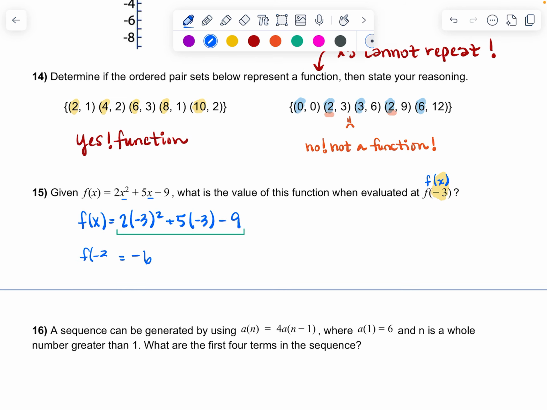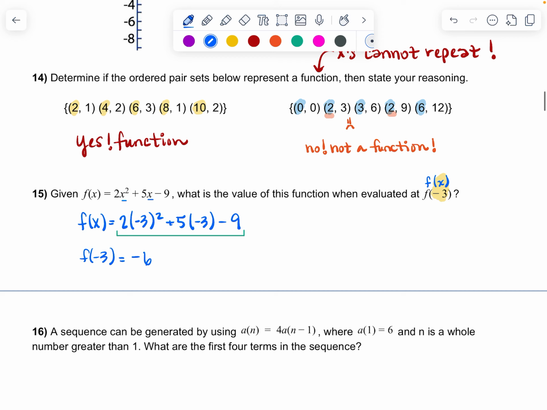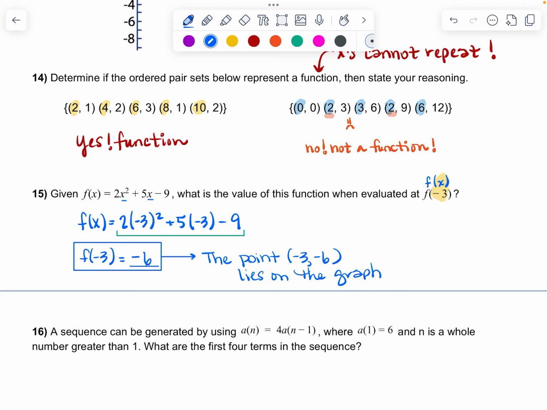And that's my answer. I'm just going to write f of -3, which just means go to the f function and plug a -3 in, and then tell what we get for the output, which is -6. Which, remember, is just a fancy way of telling us that the point -3, -6 lies on the graph. That's really what that's saying.